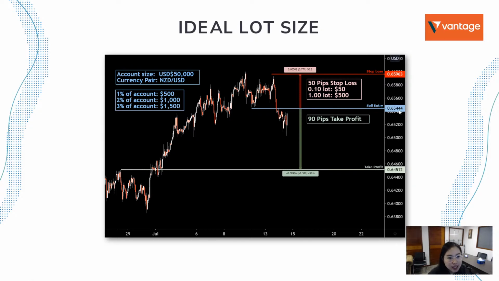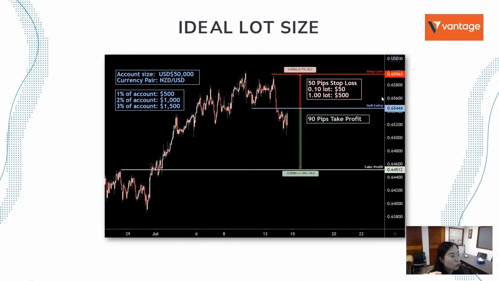What I do is I take the bigger number and I deduct the smaller number. So if we take 0.65963 and deduct 0.65444, you will have about 519, right? So the difference from here to here is 519 pips or pipettes or whatever it is.